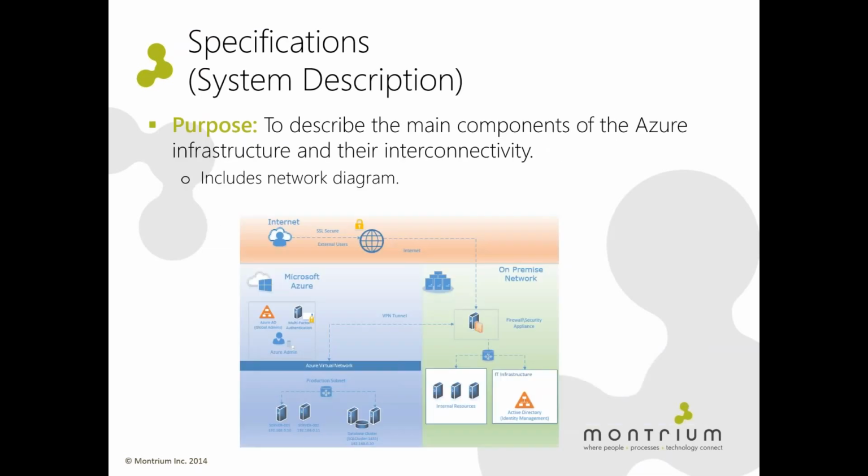The next specification we produced was the system description document. As mentioned earlier, we qualified Azure for Part 11 and Annex 11 compliance as well. And because Annex 11 calls out for it, we produced the system description. This document describes the main components of Azure infrastructure and the interconnectivity of the components as well. In order to facilitate reading of the document and to make it more comprehensive, we included a network diagram. We just included it as an appendix and keep it up to date whenever we make changes to it.